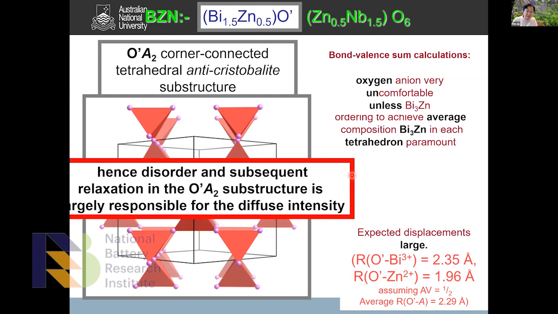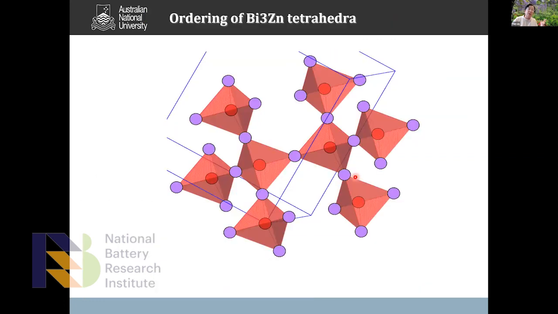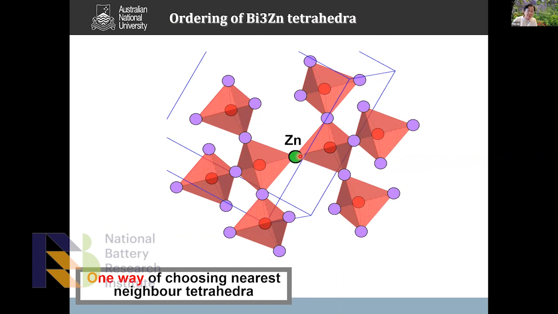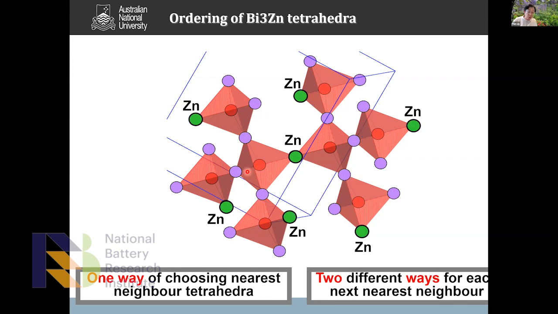So in that case, they will generate the local structure. What happens is, if you have a zinc here, we know the bismuth and zinc have to be 3 to 1. So in that case, that will be 3 bismuth, and you only have one way to locate the zinc. But if you look at the next zinc, you will find that you have a different direction to allocate the zinc. So you see, go this way, zinc here, and this one, zinc here, right? It cannot be here.